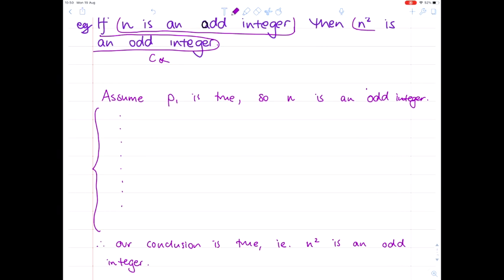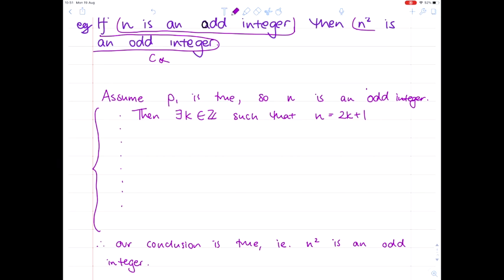Alright, so let's think about it. If we know that n is an odd integer, what do we know? Well, we know that we can write our integer n in a specific way that shows that it's an odd integer. Specifically, we know that we can find some integer k such that we can write n as 2 times k, which gives us an even number, plus 1, which is definitely going to give us an odd number.